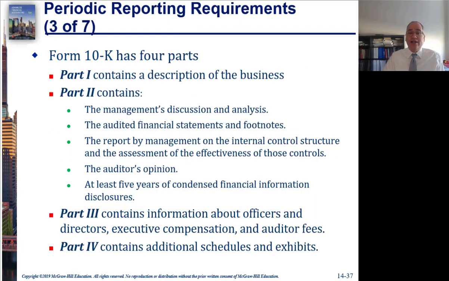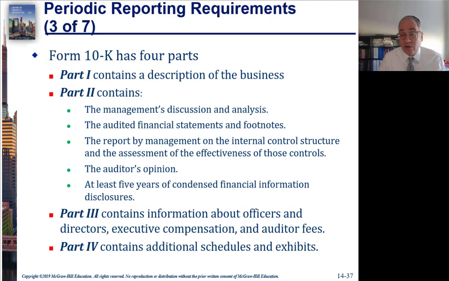Now, the 10K has 4 sections. Part 1 is just a description of the business, but it can get pretty long. Part 2 is the part that interests us the most. This is management's discussion and analysis. It's management's explanation for what happened during the year. Audited financial statements and footnotes. I hope you know what that is.